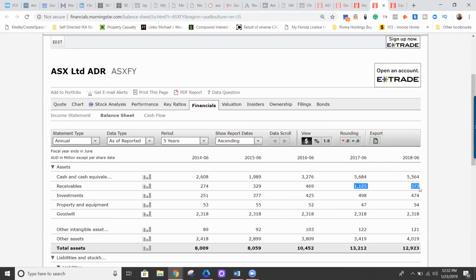So correct. So 373 minus 1125. We're looking at the change from the previous year, so you take the current year and then you take away the previous year. That's what I thought. Yes, correct. You're correct. I made a mistake there. So there was a negative 752.